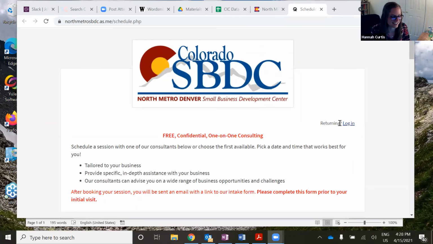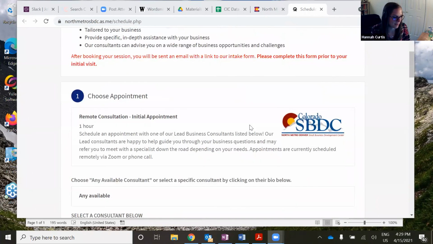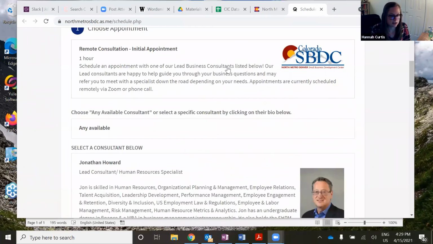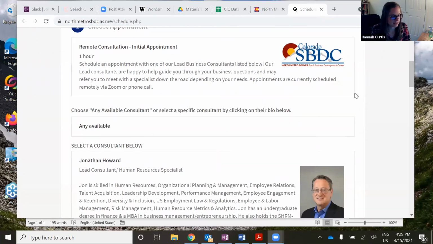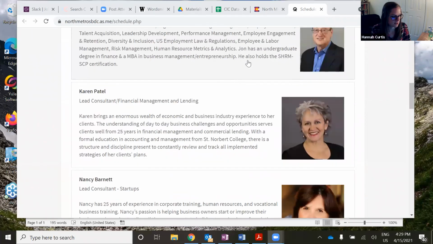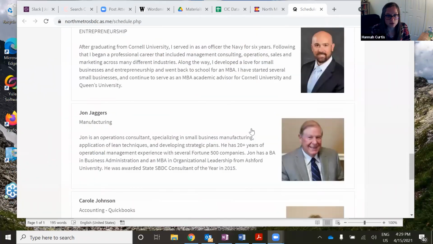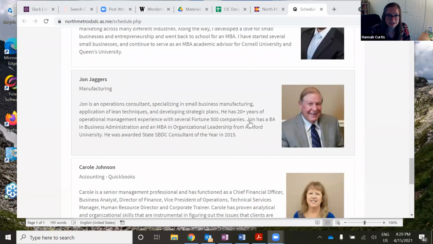The appointments are scheduled for an hour, but you don't need to take that whole amount of time. They are remote for right now, either through Zoom or just a phone call. This is our scheduling page for all of our consultants. You can see some of the different consultants here on the side, so you can find who has the best schedule that matches up with yours.